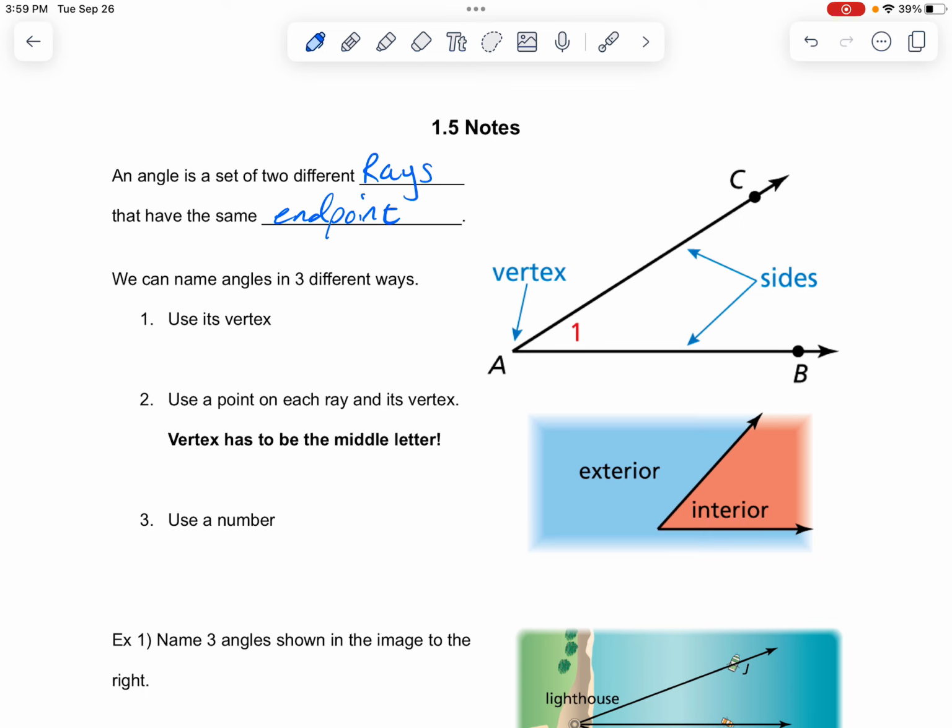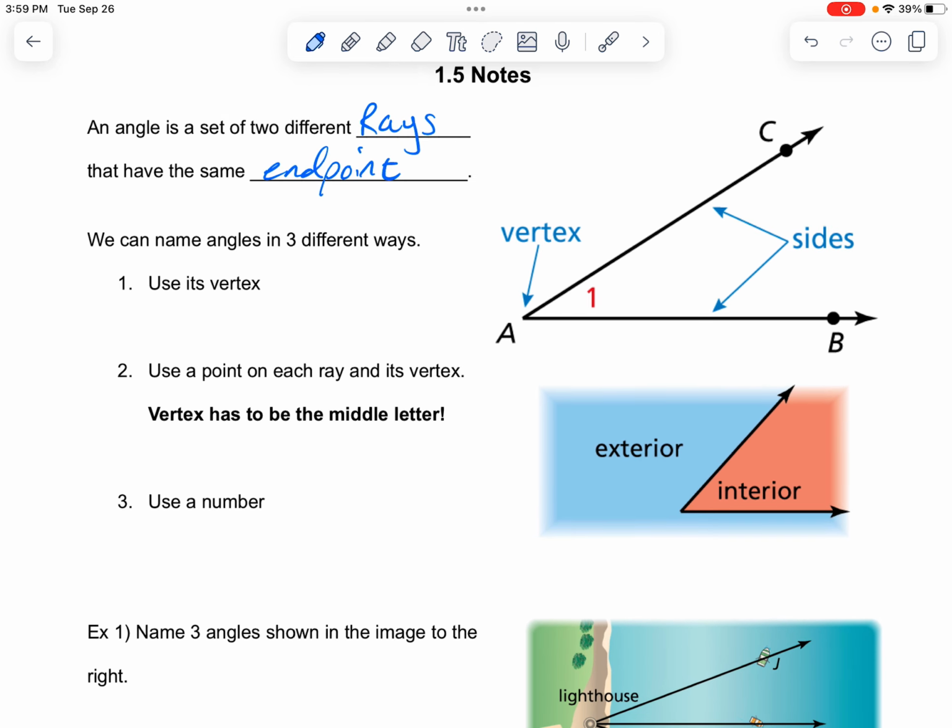We can name angles in three different ways, and it's going to depend on what you're given as to which naming system you want to use or can use. The first way that we can name an angle is using its vertex. So in this case, we can call this just angle A. And our symbol for angle looks like this. It's kind of like a crooked L, or really just like a small 45-degree-ish angle. And we can call this angle A.